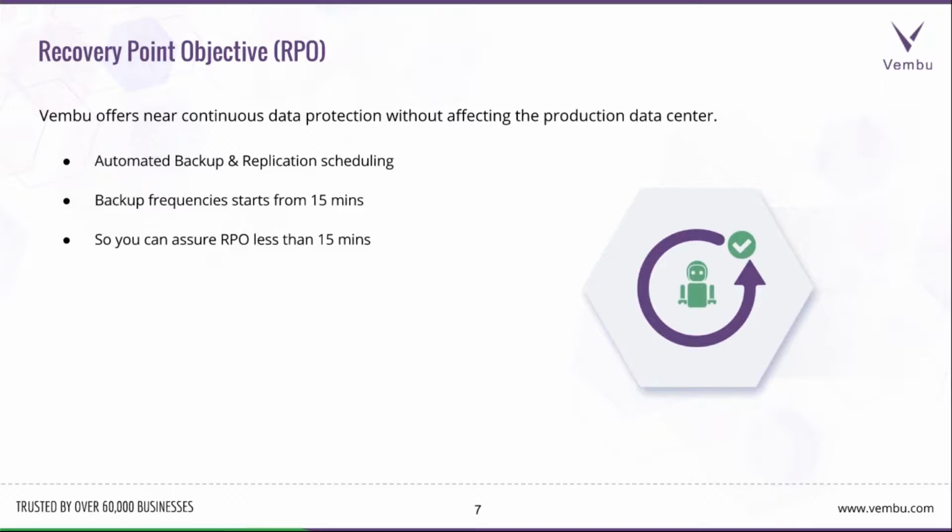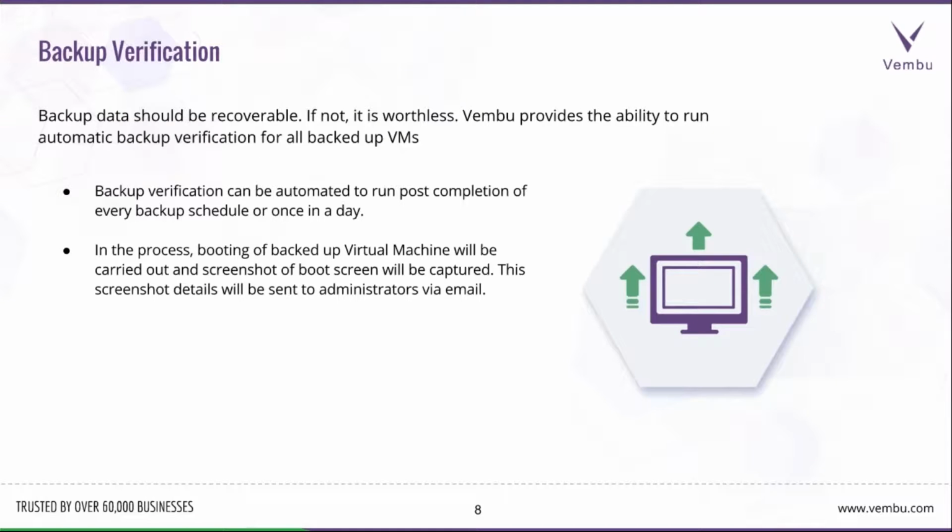And recovery point objective, RPO, is up to which point you can recover a machine after the disaster. Vembu offers near-continuous data protection without affecting the production data center, with an automated backup and replication scheduling mechanism, and the backup frequency starts from every 15 minutes. So using this method, you can assure an RPO of less than 15 minutes by configuring the backup to run every 15 minutes. So at any point of time, the backed up data should be recoverable.